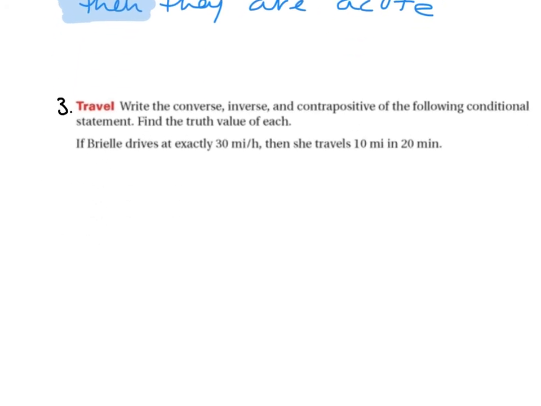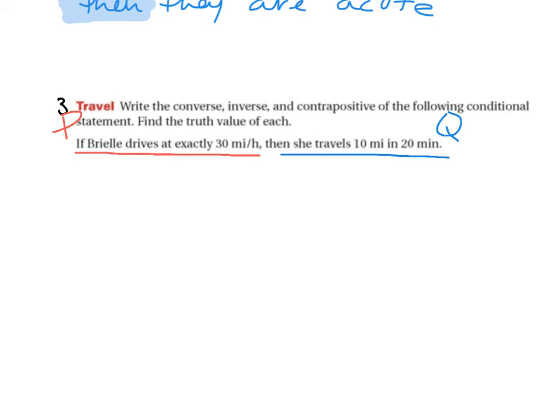Now let's look at 3. Write the converse, inverse, and contrapositive of the following conditional statements. In the statement, if Brielle drives at exactly 30 miles per hour, then she travels 10 miles in 20 minutes, what would our hypothesis be? If Brielle drives exactly 30 miles per hour. What would our conclusion be? That she travels 10 miles in 20 minutes. So this would be our P, and the conclusion would be the Q.